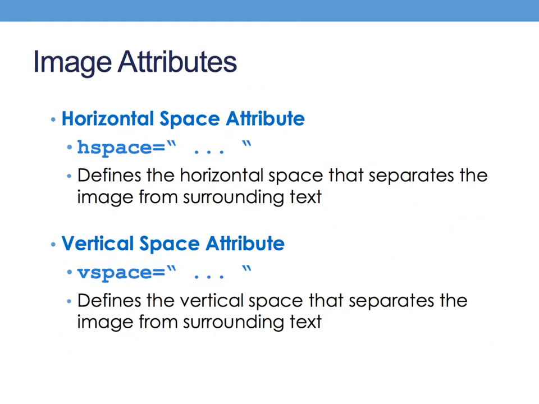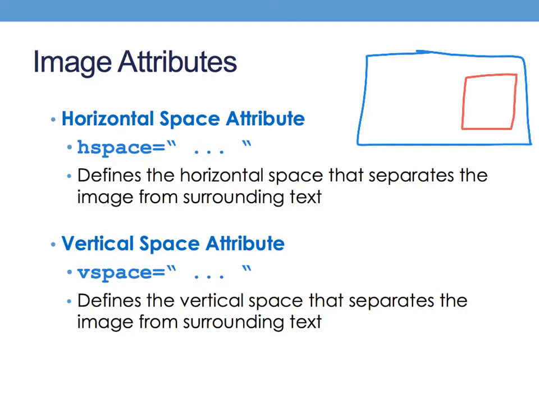All right, so H-space and V-space may not be as straightforward as the previous attributes. These actually define how much space you want around your image, either horizontally or vertically, that separates your image from text. So by default, I'm just going to draw kind of a browser here, and we will go through this a little bit later and actually do examples. So say this part in red is my image. By default, things will kind of butt up right next to your image. That's just the default structure of how HTML really functions. So it'll be really, really close.